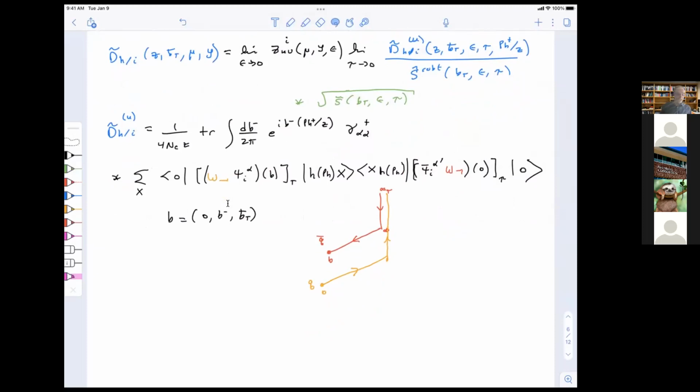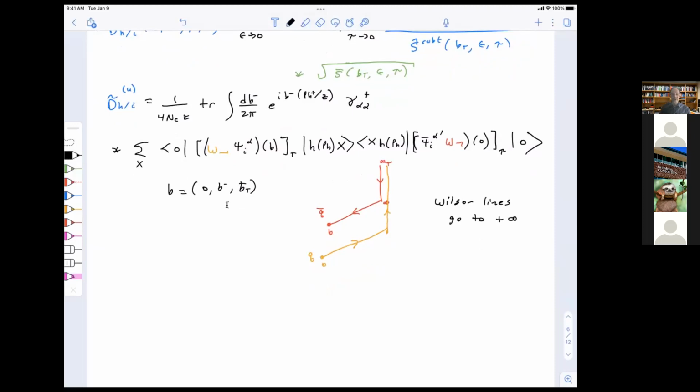Okay, so that's a little detail. One important detail is that the Wilson lines here went to plus infinity. In the Drell-Yan case that we were describing, it was initial state interactions, and the initial state comes in from minus infinity, so the Wilson lines came from minus infinity. Here it's like final state interactions. The Wilson lines are going out to plus infinity.